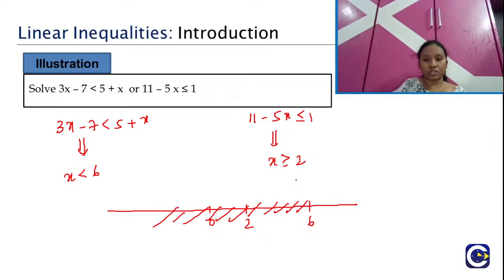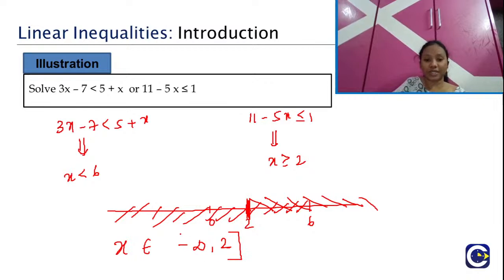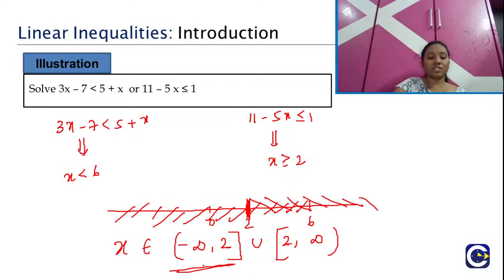And for this, x greater than or equal to 2. So equal to 2 and greater than 2. Which means I'll be having all the real numbers here, including my 2. Right. So how can I represent that? So here my interval will be x belongs to minus infinity to infinity, union 2 comma infinity, again where my 2 is included. So this is my combined solution here with an operator OR.